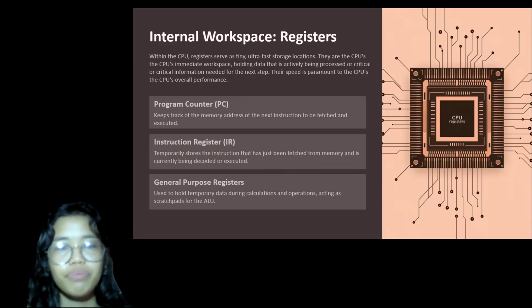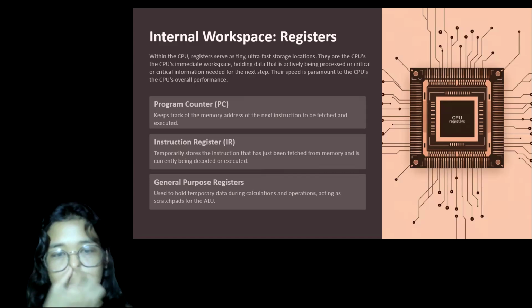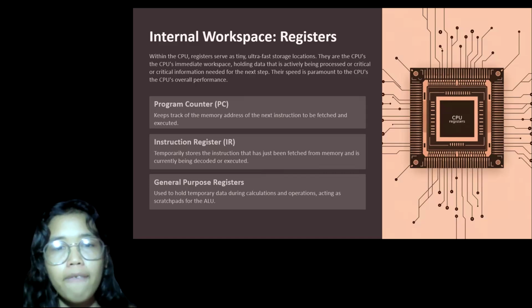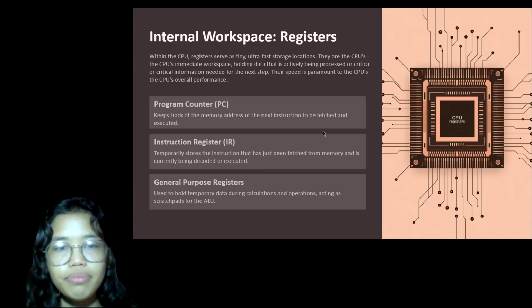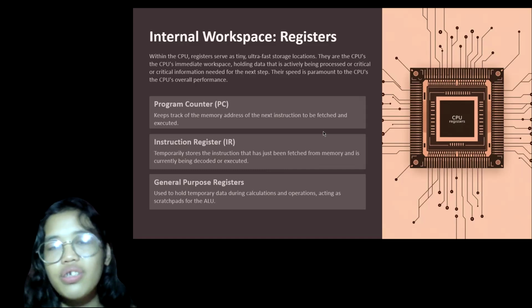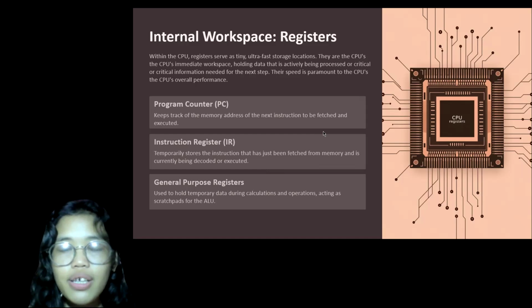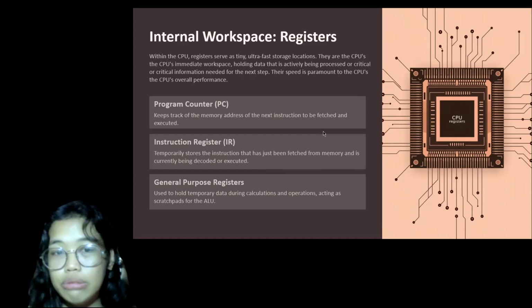And lastly, the general purpose register. Basically, it is used to hold temporary data during calculations and operations, acting as a scratchpad for the ALU. So they are just the temporary holder or memory for the data. Registers allow the CPU to operate far faster than if it relied on the RAM alone.